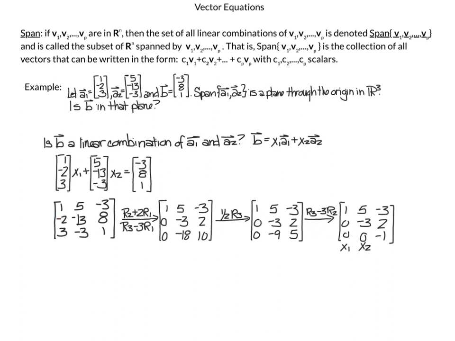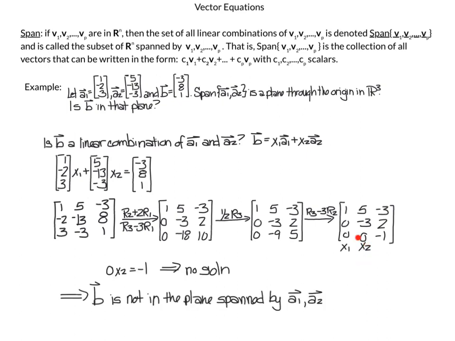So I moved this up so I'd have more space. I row reduced until I got 1, 0, 0. That's associated with x1. 5, negative 3, 0 associated with x2, and negative 3, 2, negative 1. And just looking at this last line, this means 0 times x2 is equal to negative 1. And there's no x2 that will satisfy this equation, meaning that this is an inconsistent set of linear equations. There's no solution. So b is not in the plane spanned by a1 and a2.